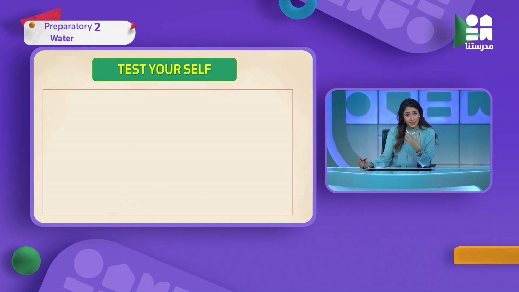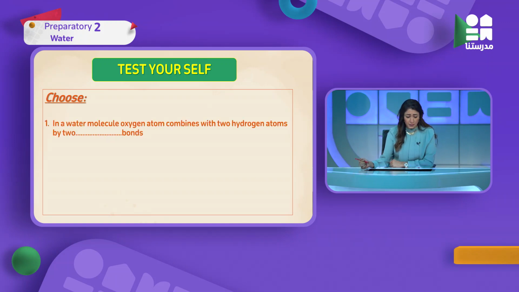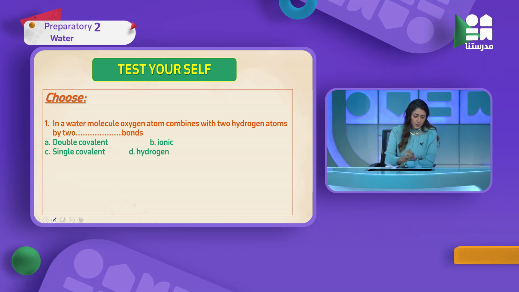Let's start certain questions and a group of questions related to this lesson. Number 1, choose. It's telling me in a water molecule, oxygen atom combines with 2 hydrogen atoms by what bonds? 2 double covalent bonds, ionic bonds, single covalent, or hydrogen. Of course, they combine by two single covalent bonds.